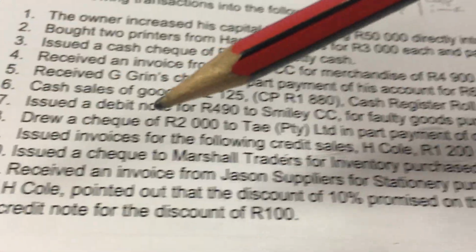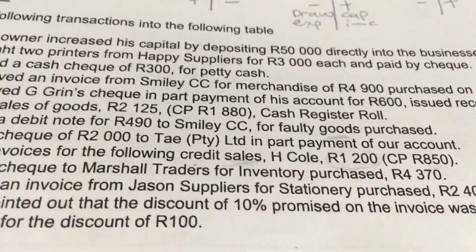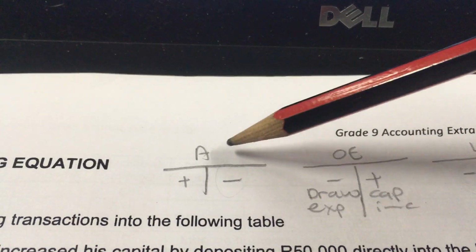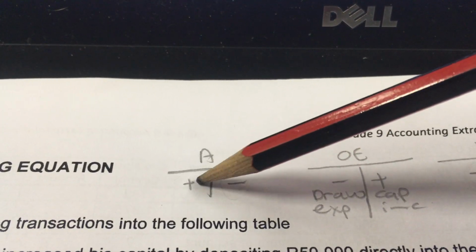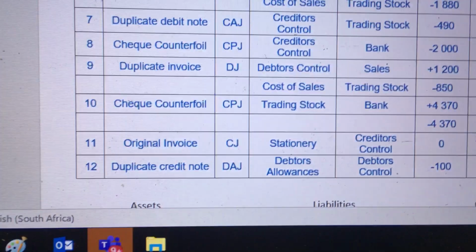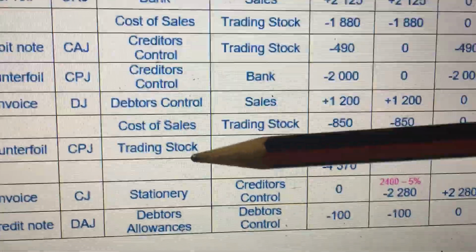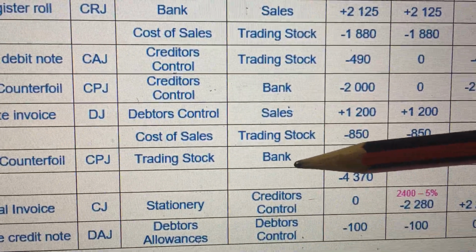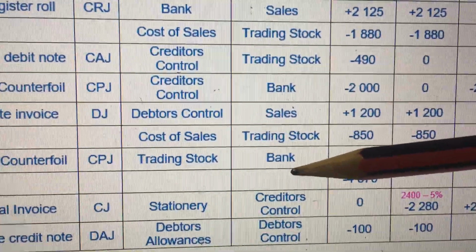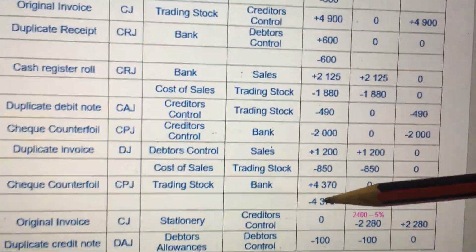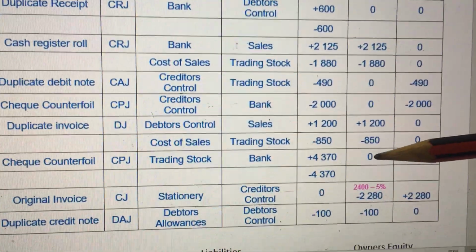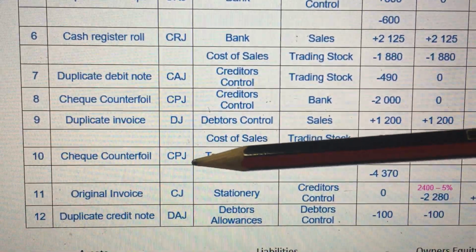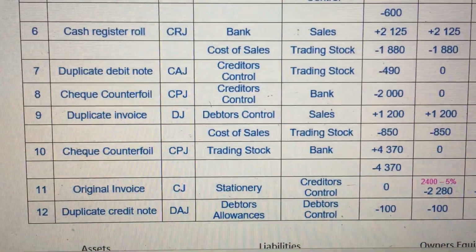Okay. Then at number 10, we issued a check to Marshall for inventory purchased. Again, we've issued a check and we've bought trading stock, so both of them are assets. We paid for it, so bank was involved, and we bought more stock, so trading stock was involved. Right, so my trading stock is increased because I bought more, and it's an asset, so it will be plus under my assets. I paid for it from my bank account, so my bank account will decrease, and it will be minus under my assets. All right, 0 plus 0 equals 0. I paid for it cash, so it goes through my CPJ, and it is a check counterfoil.